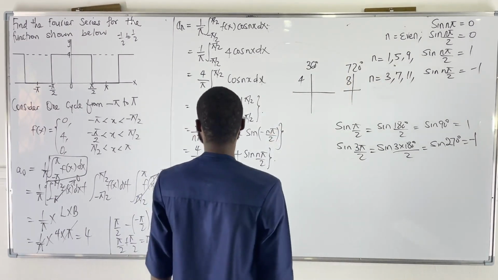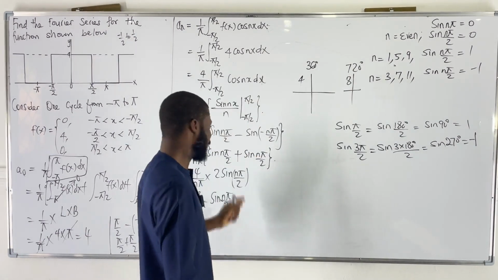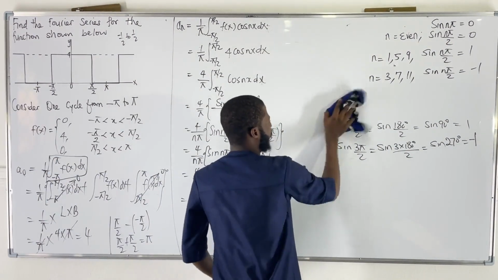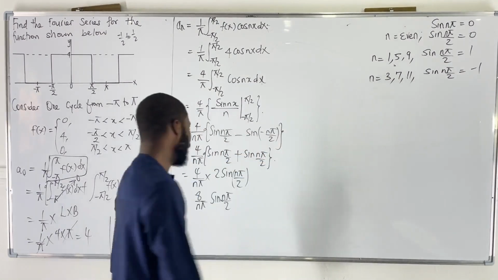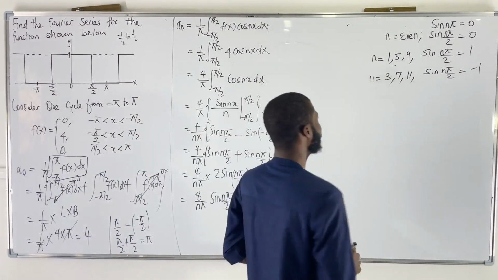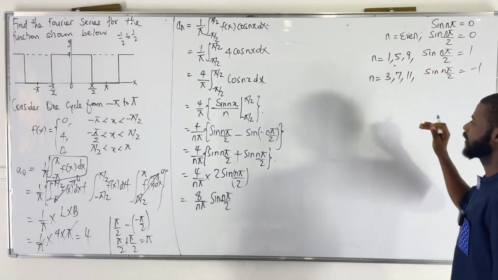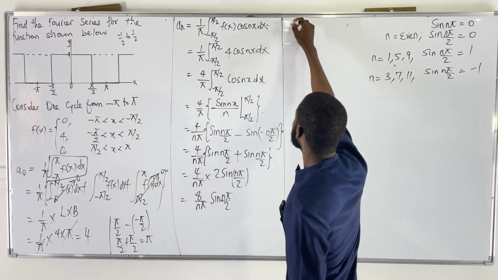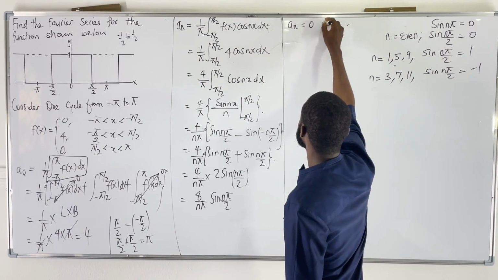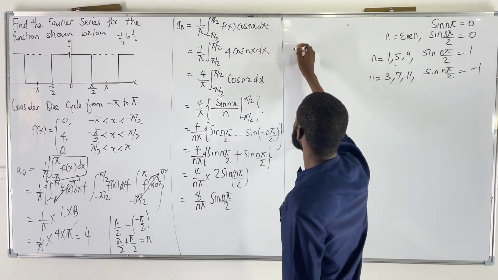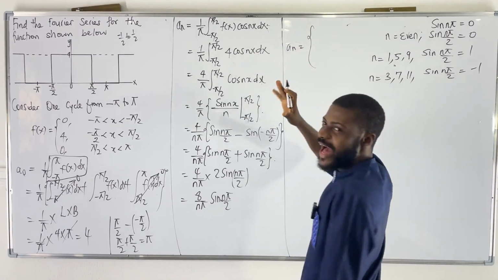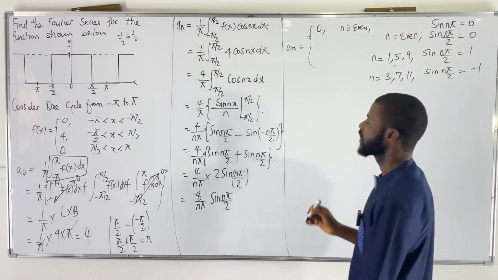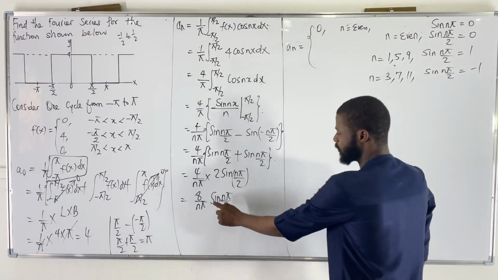So let's do something here. I don't want to wipe that out. Okay, so from everything that I've done here, we know that for our a sub n, a sub n will be 0 when n is even. Good. Let's proceed to the next part.